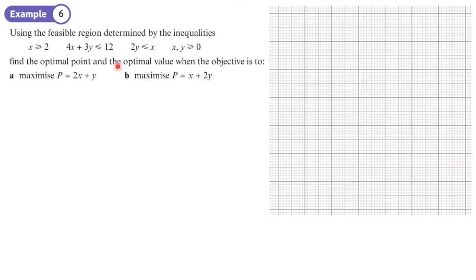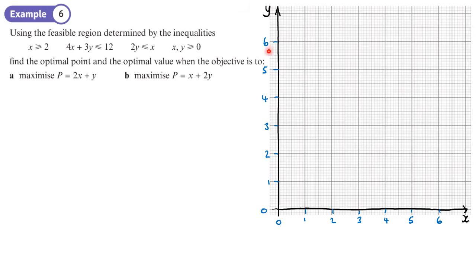So I've got example 6 here, and it says, using the feasible region determined by these inequalities, find the optimal point and the optimal value when the objective is 2. And we've got 2 different objective functions here which we both need to maximize. So our first job is going to be plotting these inequalities on this grid here. So here's my labeled axis. I think these numbers I've got on here should be big enough to cope with the inequalities.